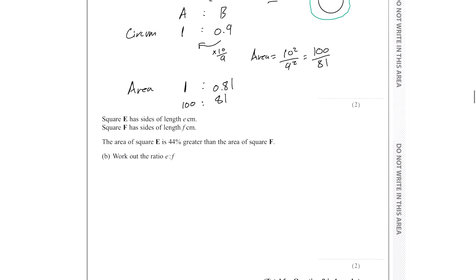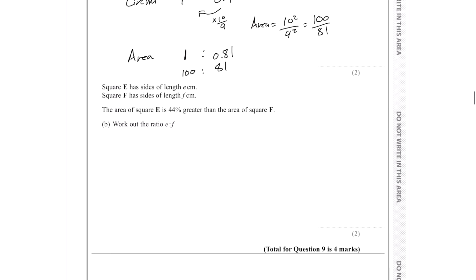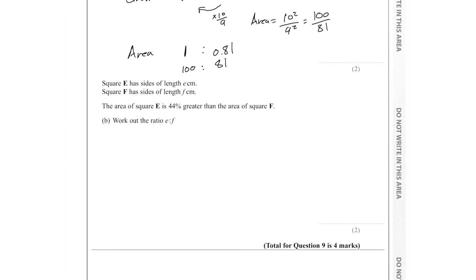So it says the square E has sides of length E centimeters, square F has sides of F centimeters. The area of square E is 44% greater than the square area of F. So we have two squares. I just draw that here quickly. We have E, and then we have F, which is a bit smaller. So it's saying it's 44% greater.